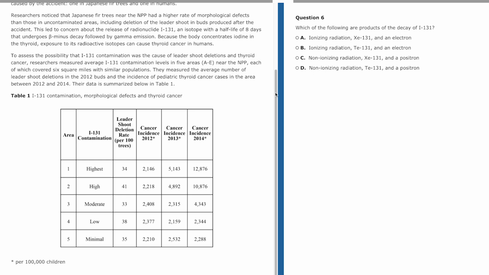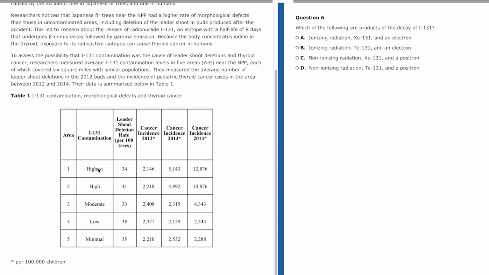So we have this table here. What's your thought about just looking at this table overall? So if you're listening to this again, we'll have the video up looking at it so you can check it out. But the table one, it's titled I-131 Contamination, Morphological Defects, and Thyroid Cancer.